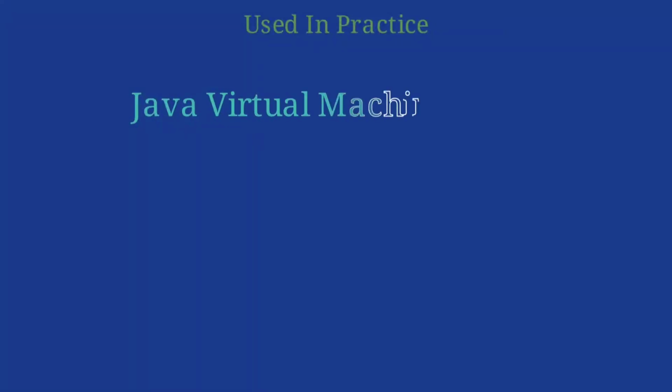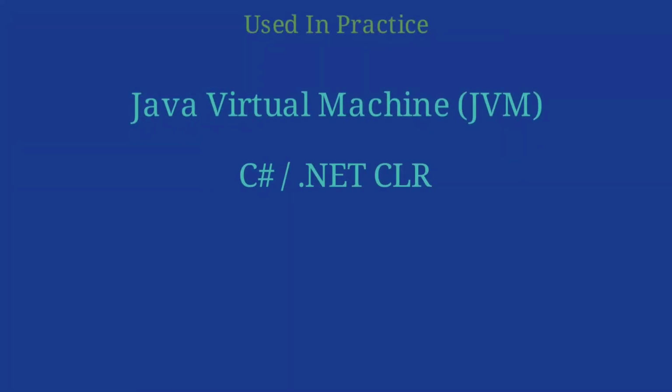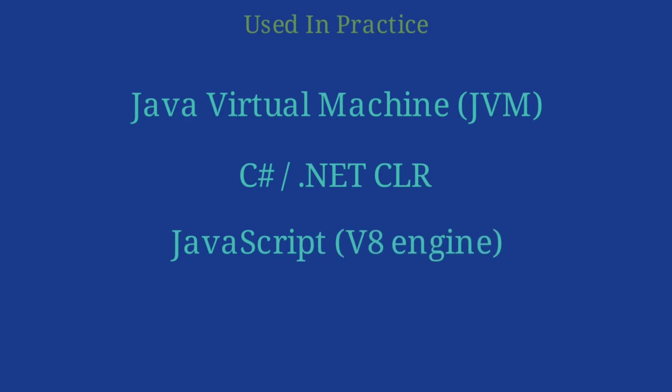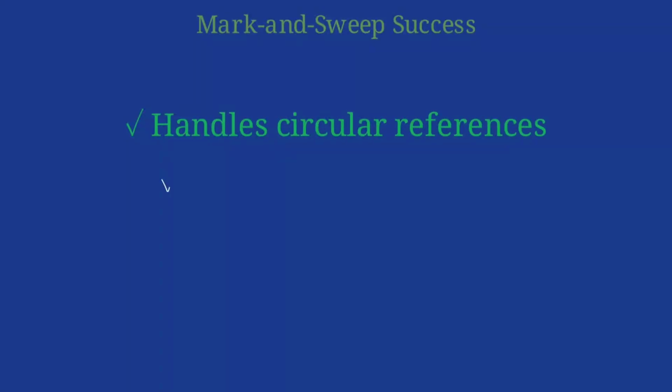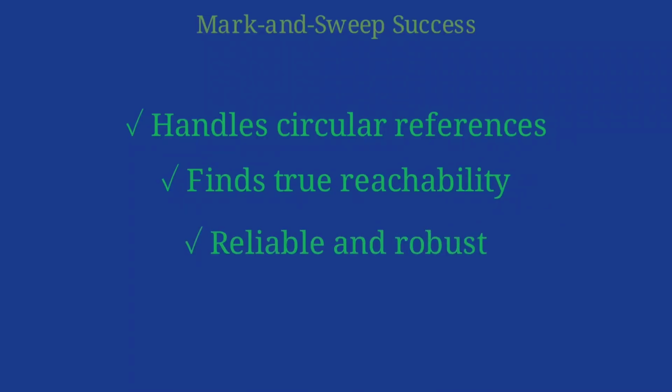Mark and Sweep is widely used in practice. It's a foundation of the Java Virtual Machine's garbage collector. The C# and .NET CLR use it. JavaScript's V8 engine builds on this algorithm. Mark and Sweep works well because it handles circular references correctly. It determines true reachability by tracing from the roots rather than counting references. This makes it reliable and robust for modern programming languages.